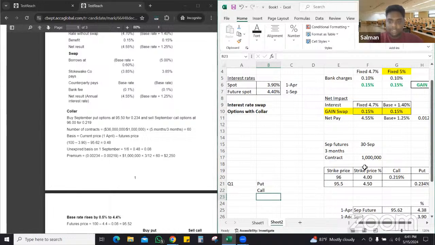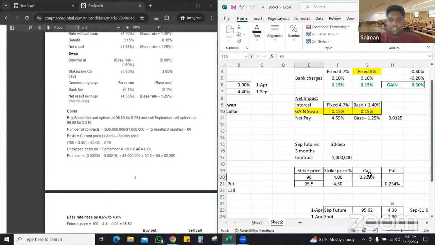Both is done. You know what is the call option strike price? Put option strike price. You know both of these as well. That's why they have stated buy September put options at 95.5 for 0.234% premium, and September call options at 96 for a 0.219% premium.